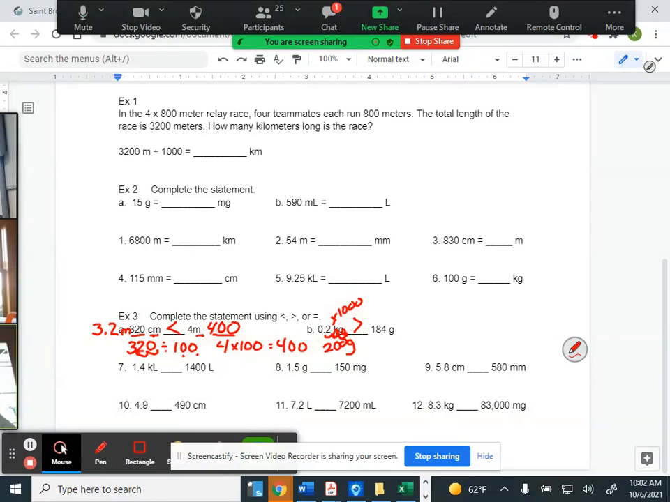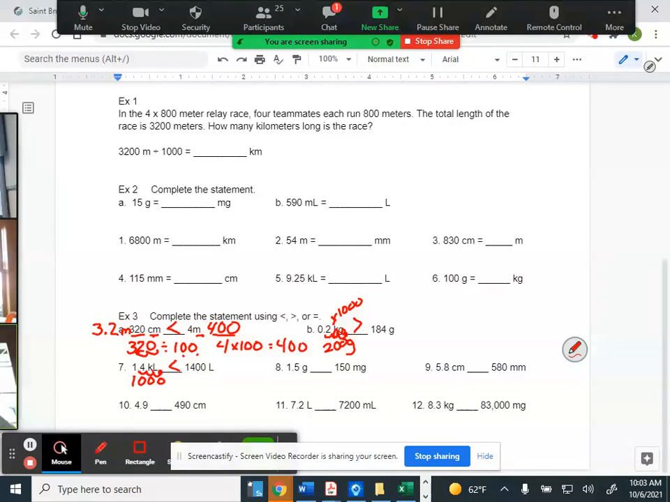So for number 7, I'm going to multiply from my kilo to turn it into just liters. I'm going to multiply by 1,000, moving that decimal point over 3 places. So that gives me 1,000 liters versus 1,400 liters. You're going to get bigger.